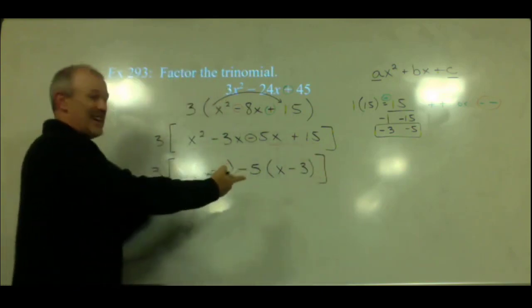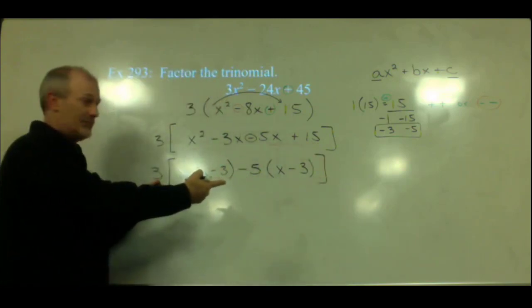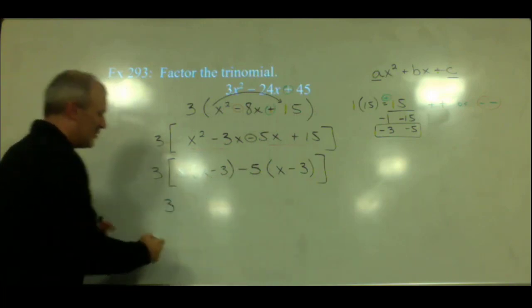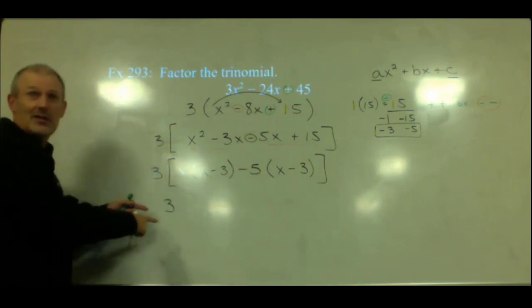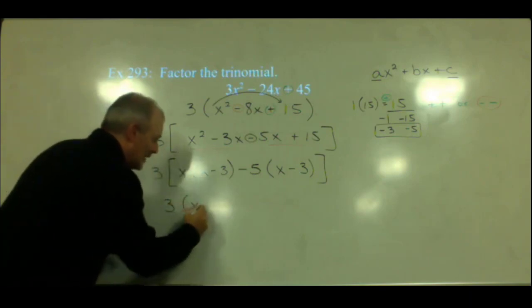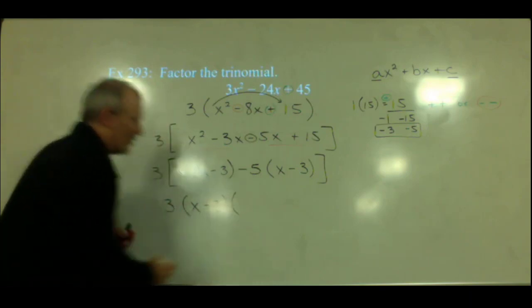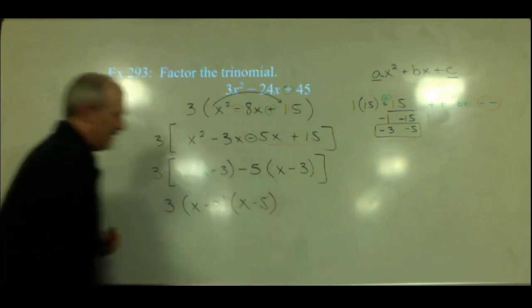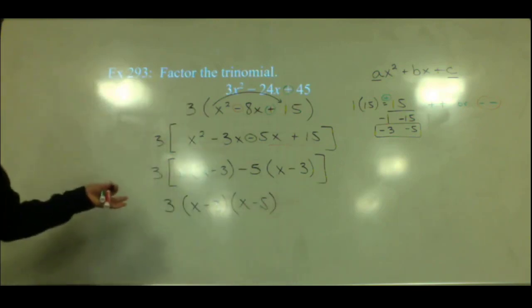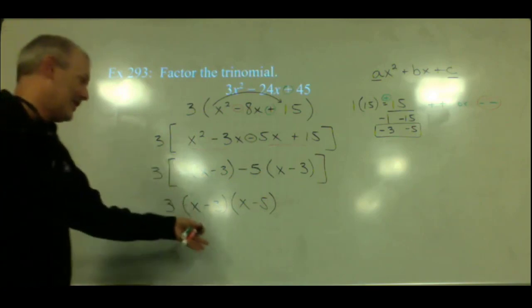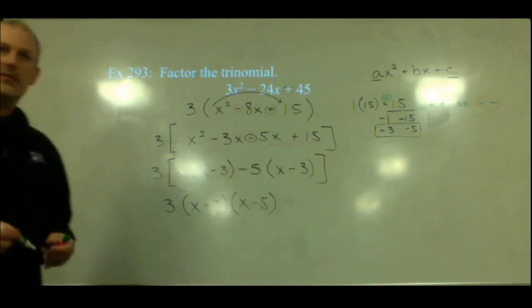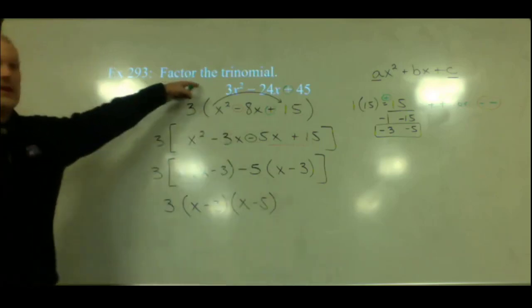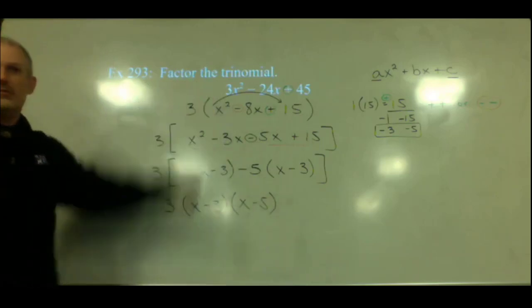So now what can we take out of both of those? The x minus 3. So we've got this 3 still sitting out here, right? But now we have x minus 3. And what's the other factor? X minus 5. So the 3 is a factor, the x minus 3 is a factor, and the x minus 5 is a factor. And again, if you multiplied all these back together, you get back to this. Do we have to do it? No, that's just if you want to check.